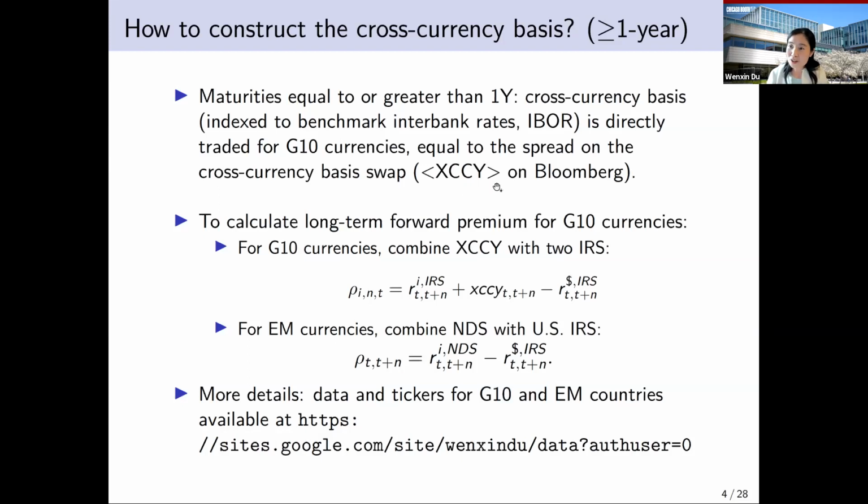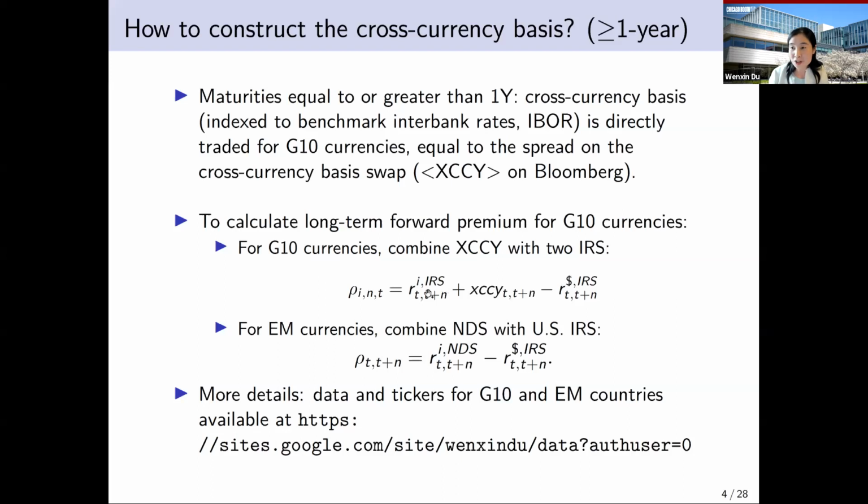So if your goal is not only to know what's the LIBOR deviation for the particular tenor, but you actually want to know what's the forward premium for that particular corresponding maturity, what you need to do is combine these LIBOR cross-currency bases between the two currencies with the two plain vanilla interest rate swaps in the respective currency.